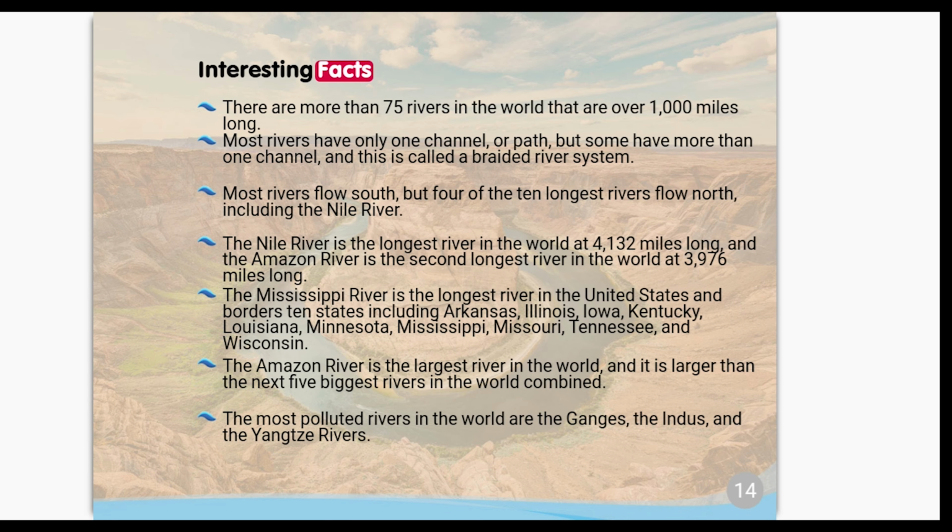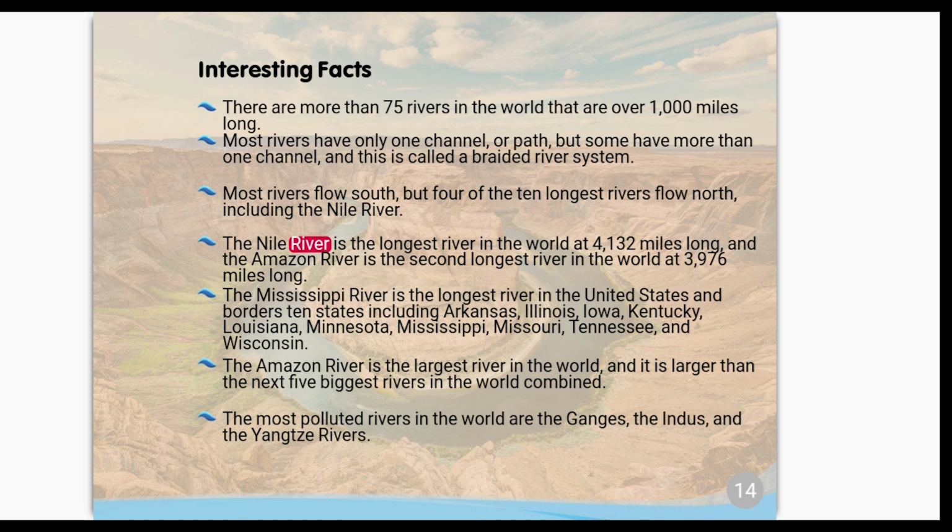Interesting facts. There are more than 75 rivers in the world that are over 1,000 miles long. Most rivers have only one channel or path, but some have more than one channel, and this is called a braided river system. Most rivers flow south, but 4 of the 10 longest rivers flow north, including the Nile River.